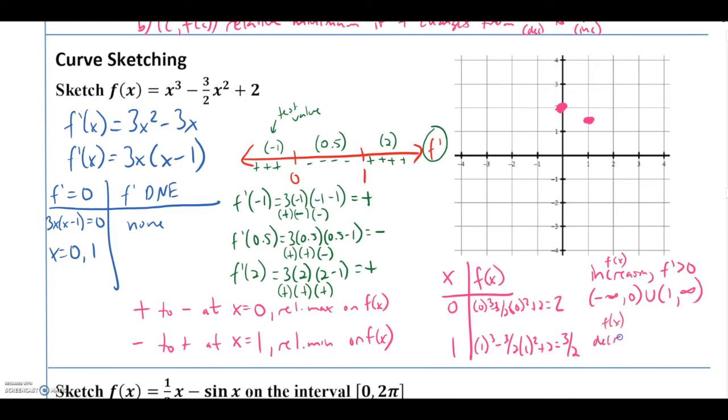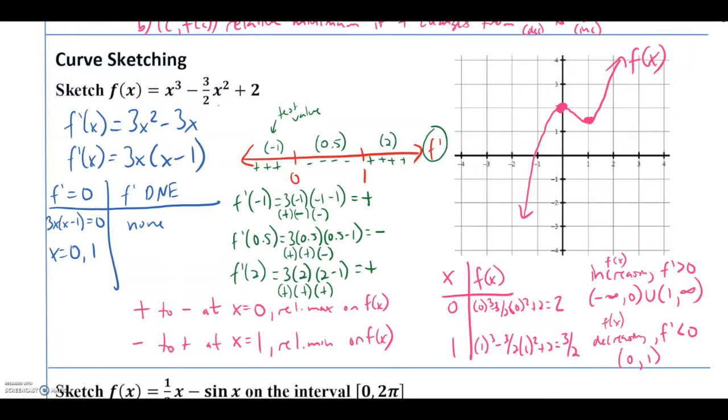I also know f of x will be decreasing when we have negative slopes, when f prime is negative, which is going to be from 0 to 1. And putting that all together, a function that increases from negative infinity to 0, decreases from 0 to 1, increases from 1 to infinity, with these relative maximum and minimum in place, I'm going to get a function that looks like this.